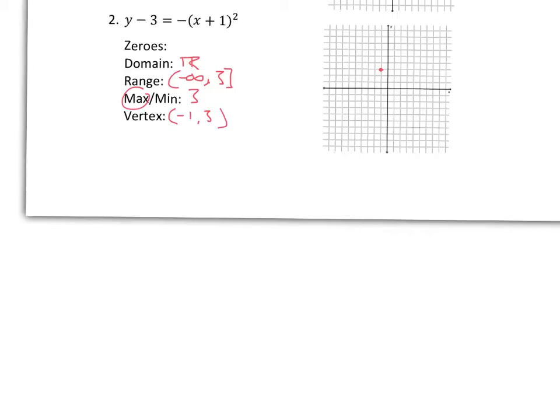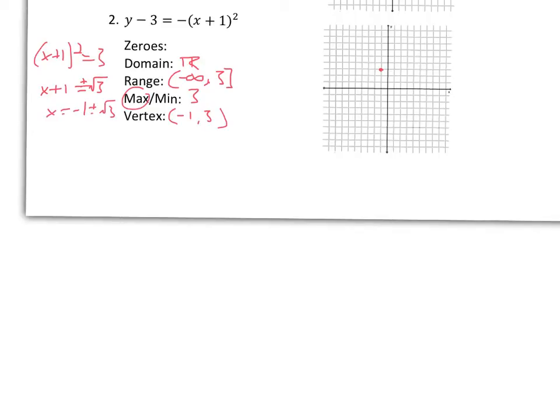And the zeros, we need to solve this. Plug in 0 for y. We've got negative. Well, we can just get rid of that negative on both sides right away. And we've got x plus 1 squared equals 3. Square root both sides. X plus 1 equals plus or minus root 3. And we've got -1 plus or minus root 3.